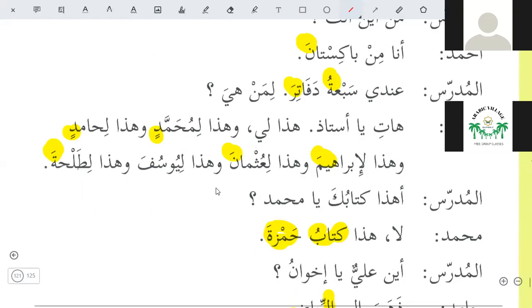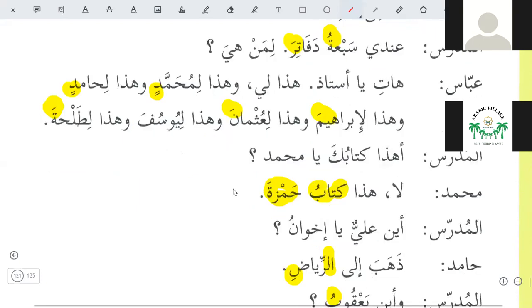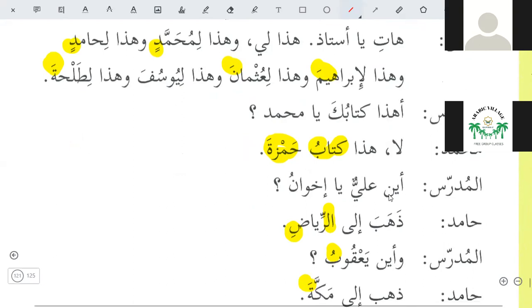Teacher: Is this your book, O Muhammad? Muhammad: No, this is the book of Hamza.